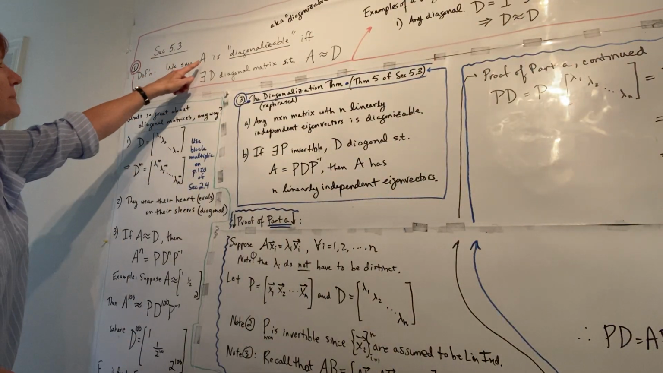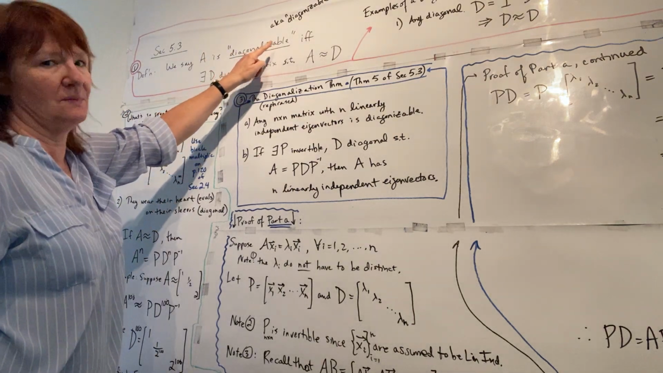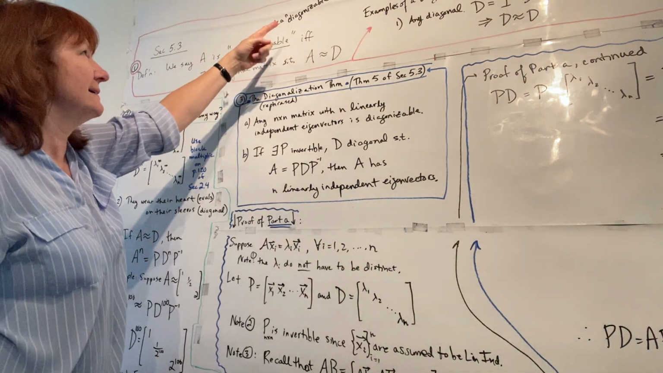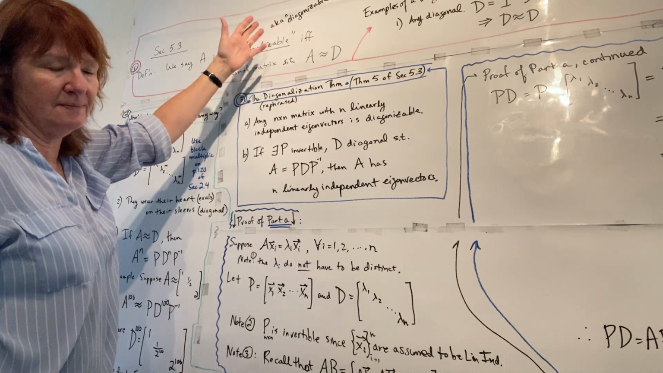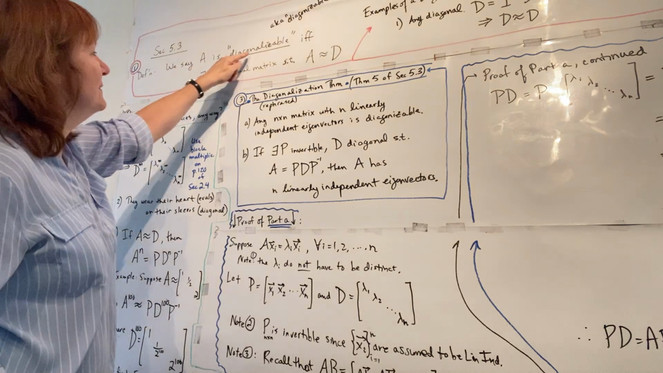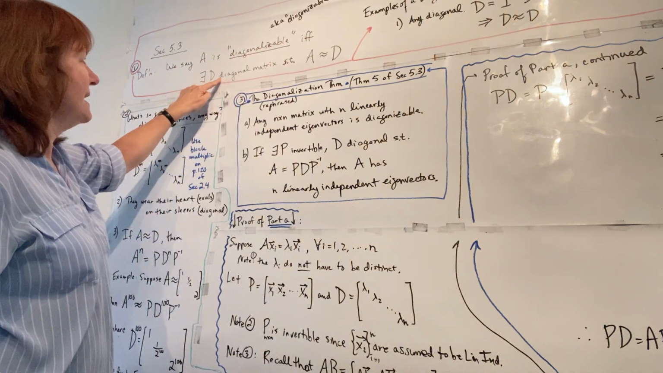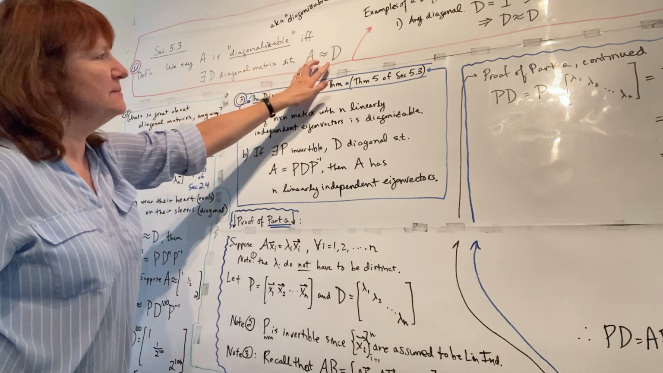We say that a matrix A is diagonalizable, which often gets shortened to diagonalizable or diagonalizable, I don't know. Anyway, we say a matrix A is diagonalizable if and only if there exists a diagonal matrix that is similar to it.